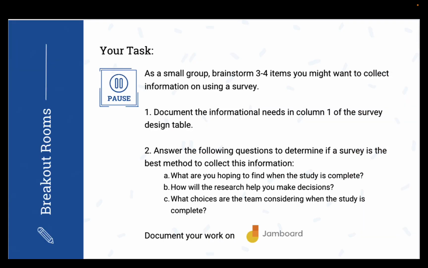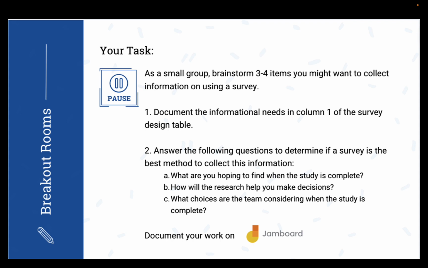We're now going to pause and have you work through an example using the example from earlier. The decision looking to be made is whether teachers need additional support in implementing the K-5 math curriculum. Based on the decision that needs to be made, identify 3 to 4 items that you might want to collect information on using a survey. There is no right or wrong answer, so just think of information that you could obtain to help you make the decision. Document these in column 1 on Jamboard.